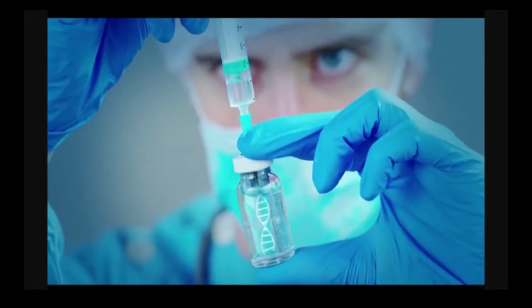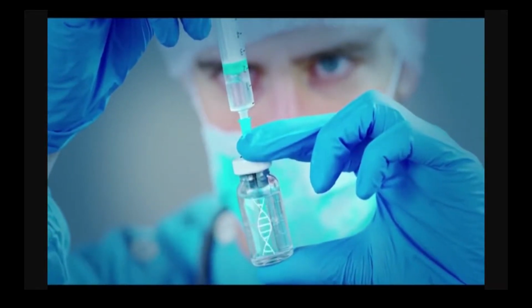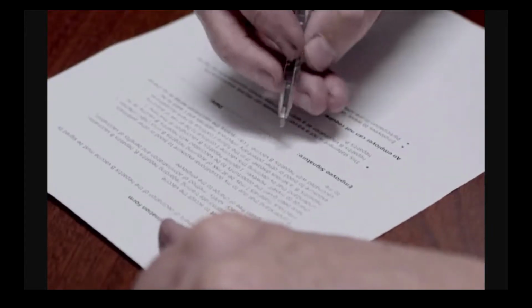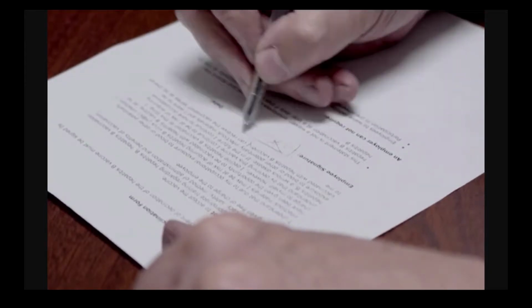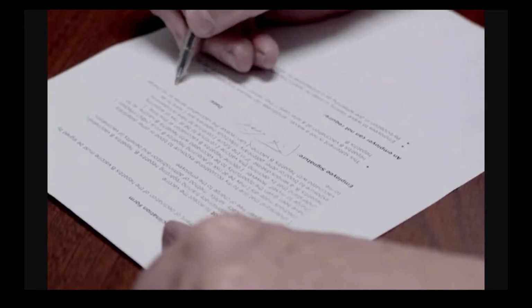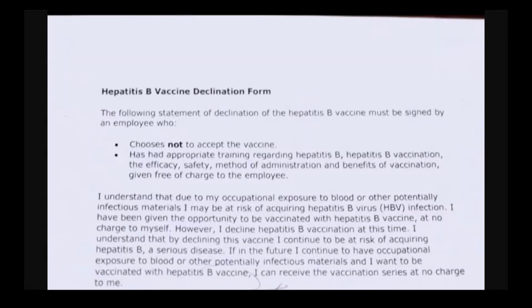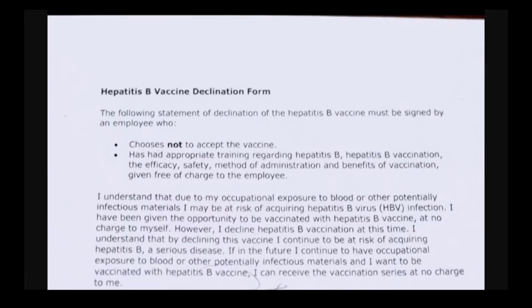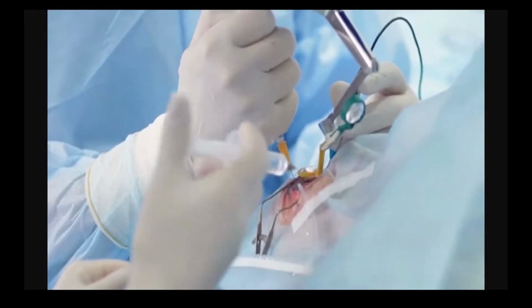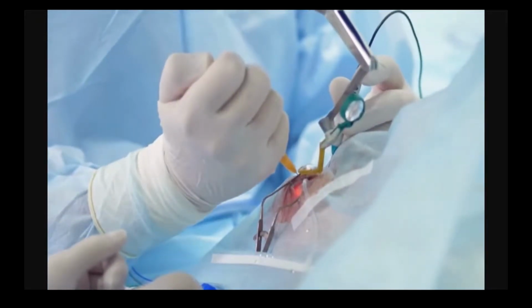There is a vaccine available for hepatitis B. Employers must make the vaccine available at no cost to all employees who are at risk of infection. OSHA requires employees to sign a declination form should they decline the hepatitis B vaccination provided by the employer. The declination form states that the employee understands they are at risk of acquiring hepatitis B due to their occupational exposure to blood or other potentially infectious materials, and are declining the free vaccination.